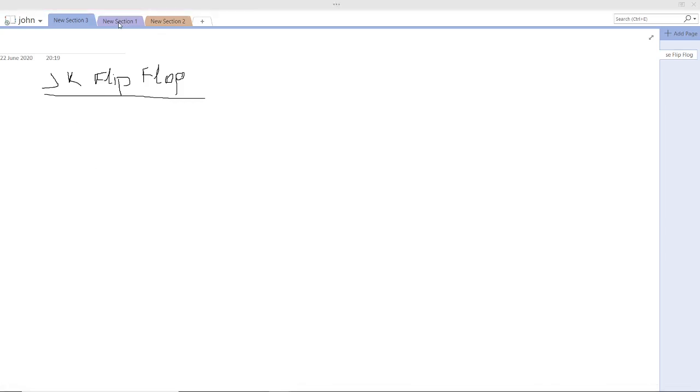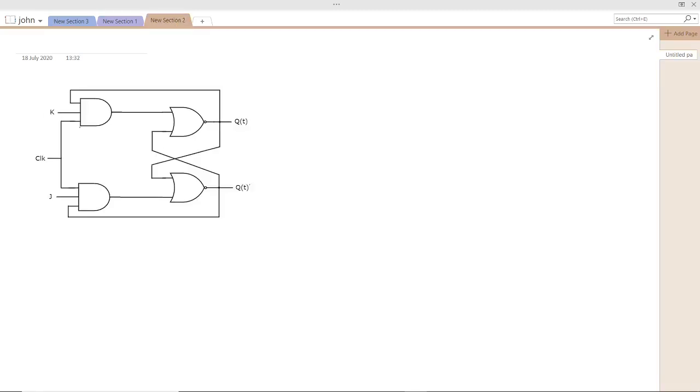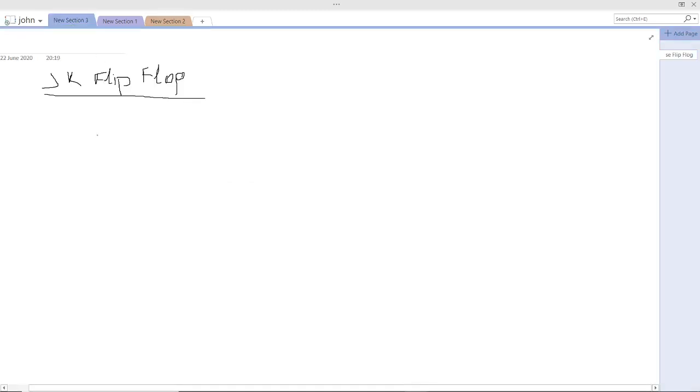Practically, you can create the JK flip-flop by using NAND gates. You can have two NAND gates with 3 inputs and a clock which is connected to both of them, and then connected also to another 2 NAND gates. In addition, you can implement it by using 2 AND gates and 2 NOR gates. And of course, you can use a microchip which already implements the JK flip-flop.